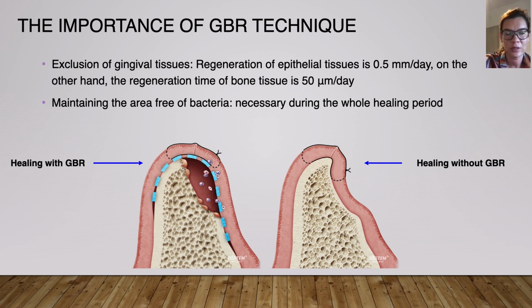So what is the importance of the GBR technique? First of all, somehow we have to make the exclusion of the gingival tissues, because the regeneration of the gingival tissues is much quicker than the regeneration of the bone cells. On the other hand, it is very important to maintain a bacteria-free area during the healing period. So that's why, as you could see on that slide, when we are making guided bone regeneration, we have to use some type of materials which will exclude the gingival tissues and which will keep the bacteria-free area. And usually we are using some type of membranes for solving this problem.